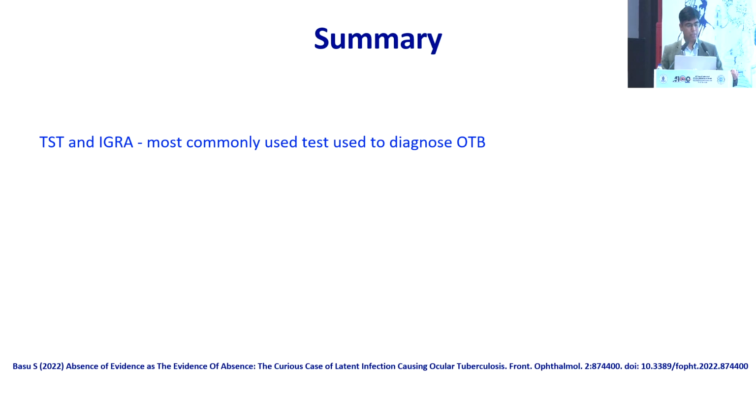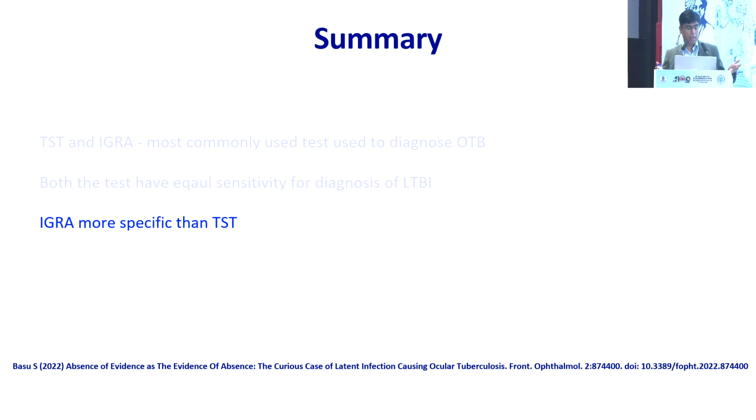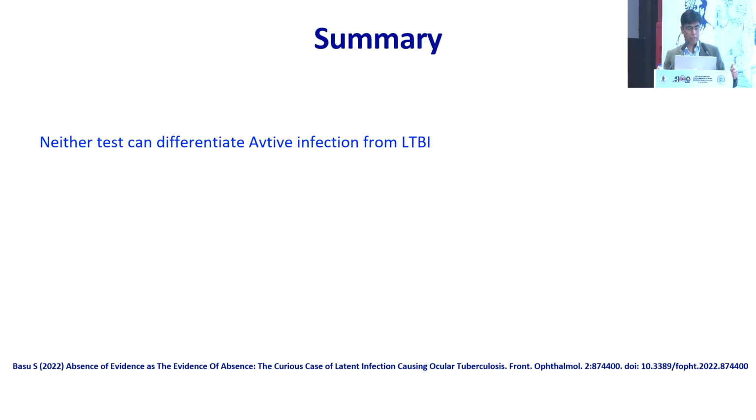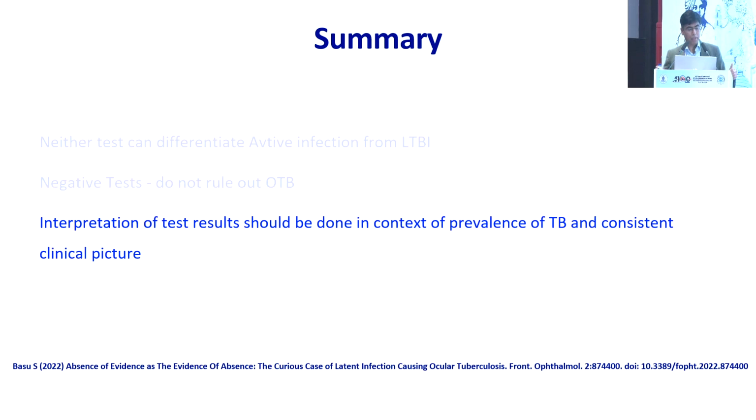To summarize, TST and IGRA are the most commonly used tests to diagnose ocular tuberculosis. Both tests have equal sensitivity for diagnosis of latent TB. IGRA is probably more specific than TST. Neither test can differentiate active infection from latent infection. Negative tests, as I showed in the second case, do not rule out ocular TB, and interpretation of tests should be done in the context of prevalence of TB and a consistent clinical picture.